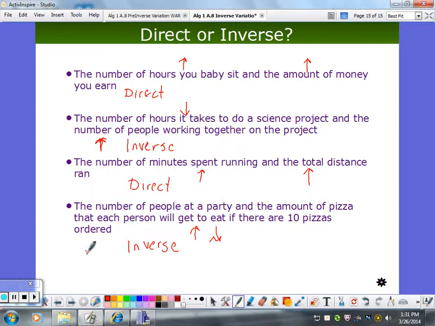So anyway, in a nutshell, inverse and direct variation. Are there questions? All right, great.